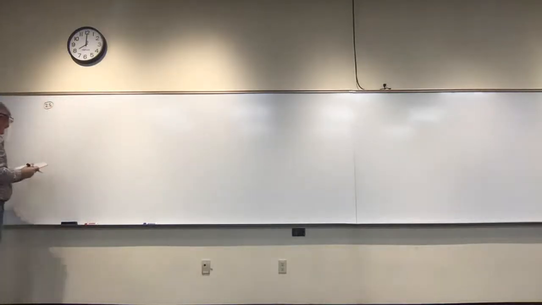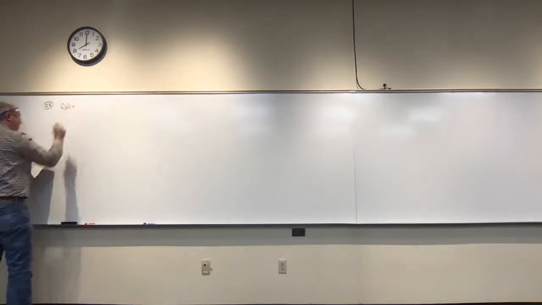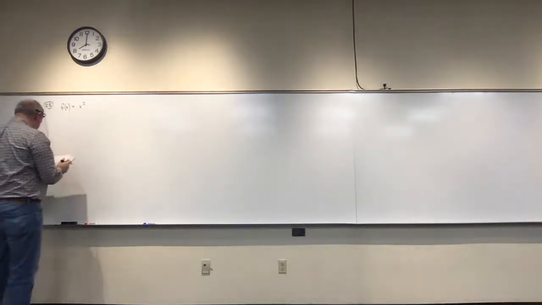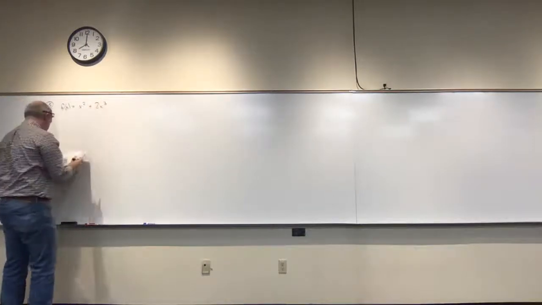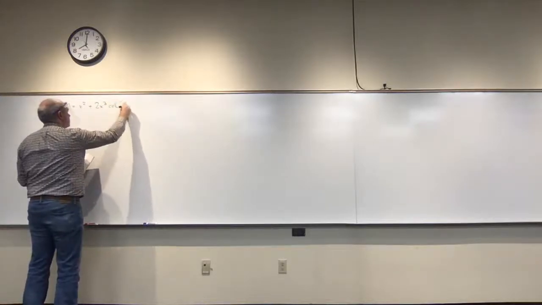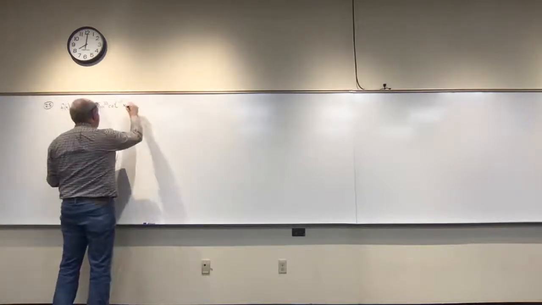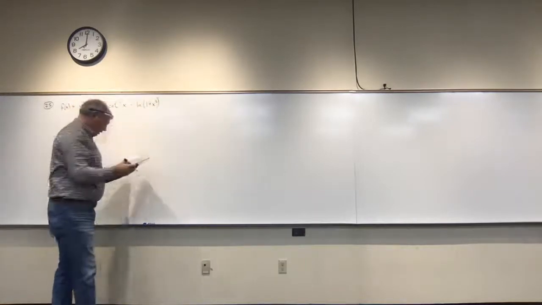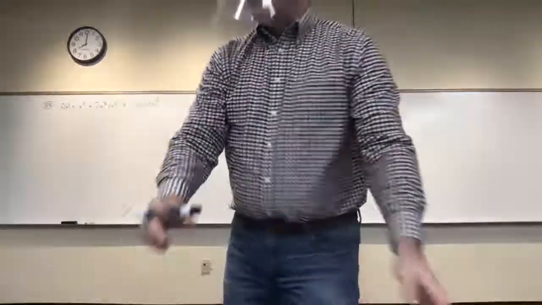So number 25 says f of x is equal to x squared plus 2x cubed times cotangent inverse of x, minus ln of 1 plus x squared. And it's asking us to just find the derivative. Okay. Very good.